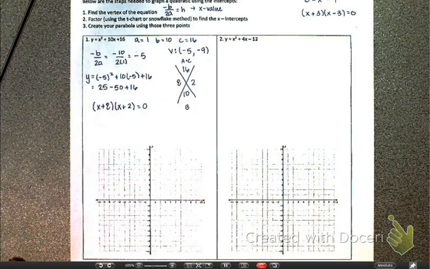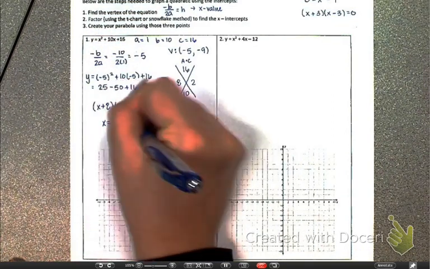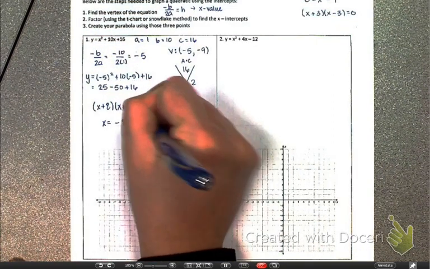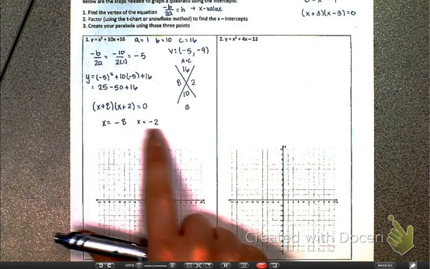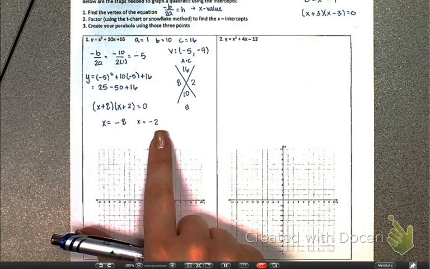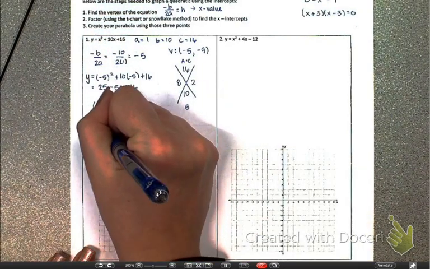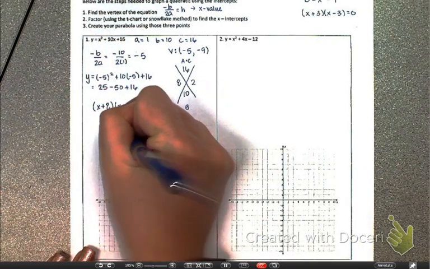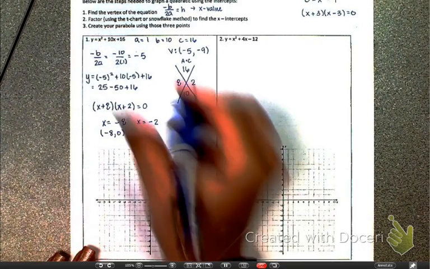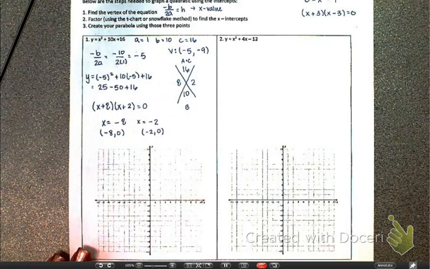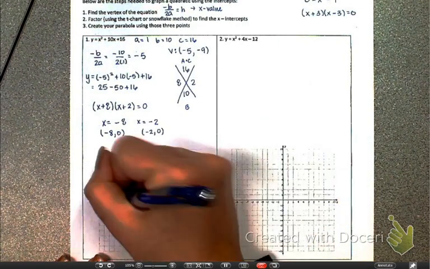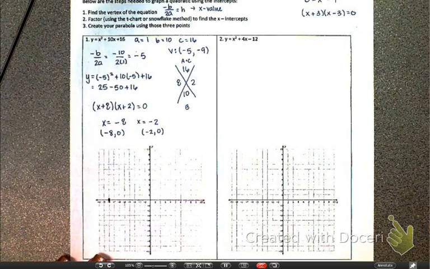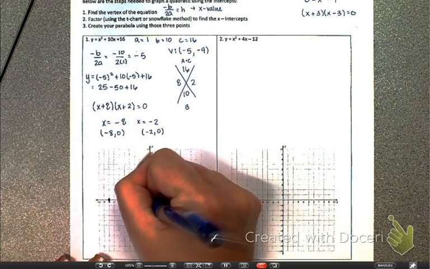What are my x-intercepts? Negative 8 and negative 2. Now, when we're talking about x-intercepts, we're talking about a point on a graph. Because right now, this is more an equation of a line, right? So my x-intercept really is (negative 8, 0), because it doesn't go up any on the y-axis. And it's (negative 2, 0). Intercepts are always points on a graph. Because if I plot (negative 8, 0), that's this point right here. If I plot (negative 2, 0), that's this point.